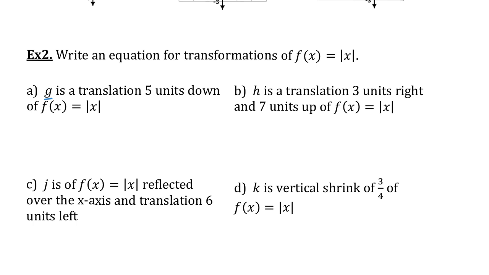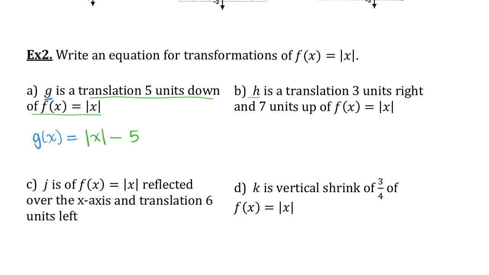Since the domain variable is x, we're going to go g of x equals, okay, what is it? A translation 5 units down of f of x equals absolute value of x. So I'm taking absolute value of x, translating 5 units down. And that gives me g of x. Let's try the next one.